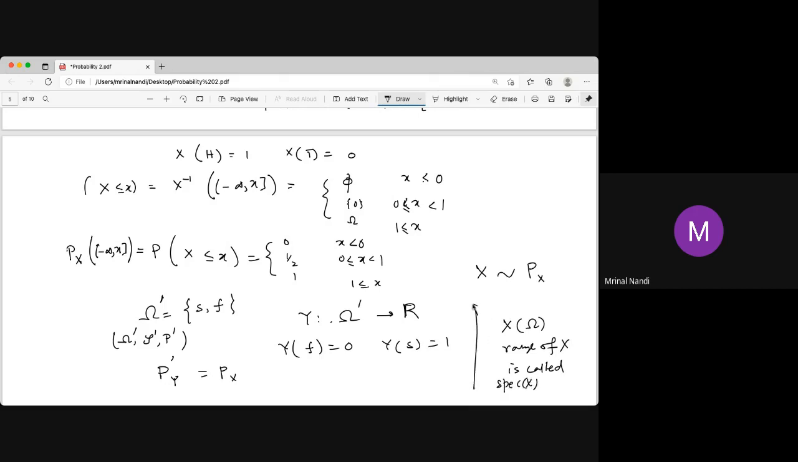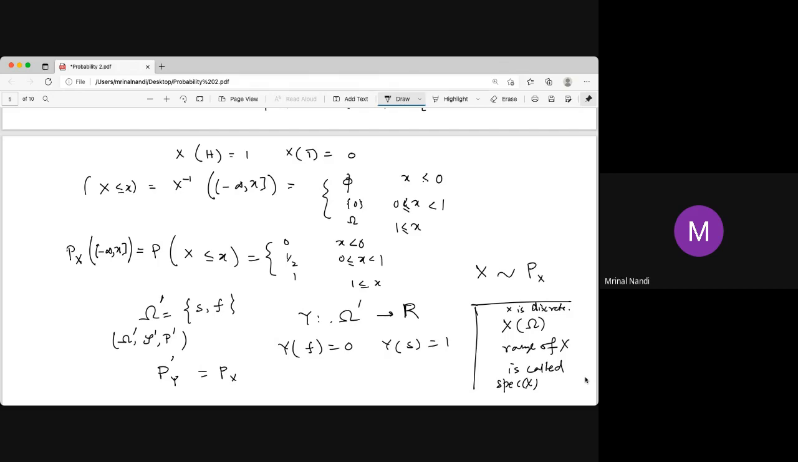Spec of x is for x discrete. If x is discrete, that means this set is actually countable or finite. That is called spec of x. And if it is continuous, then it is called the support of x, where the density is positive. Support of x means the density is positive, and spec of x is for the discrete case, support for the continuous case.